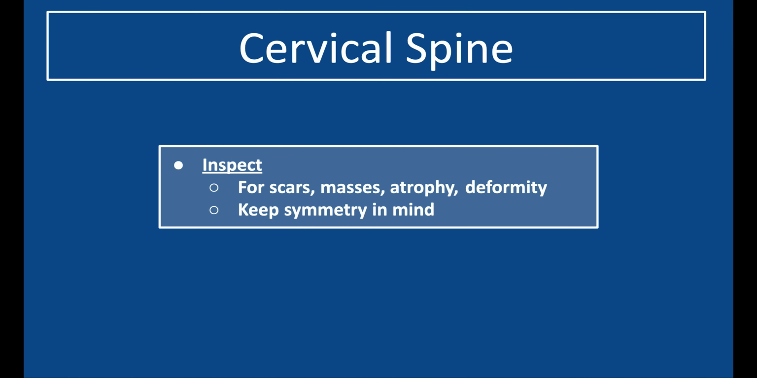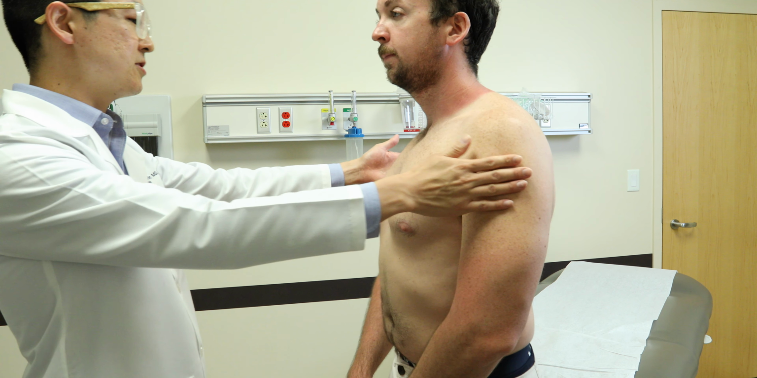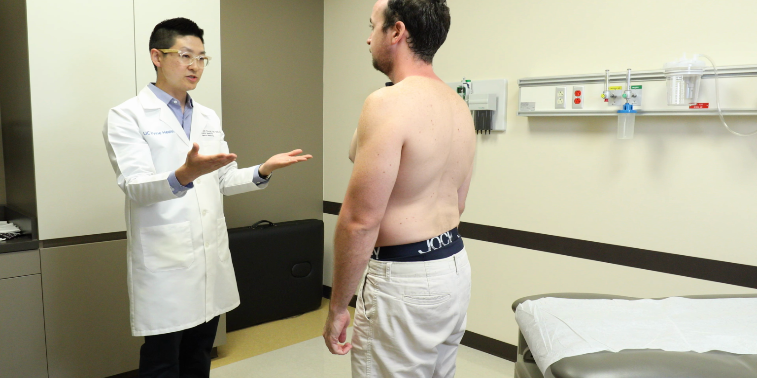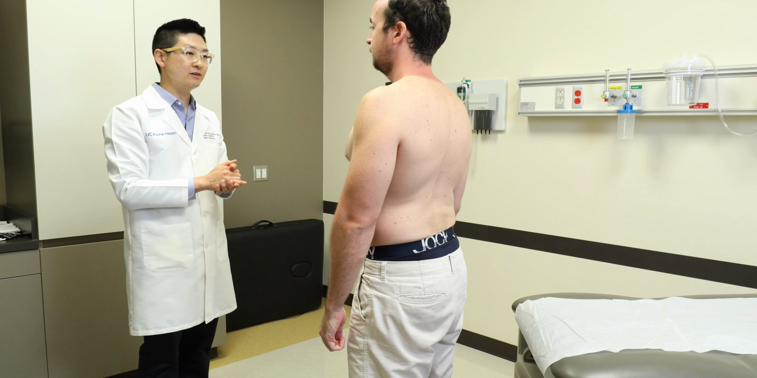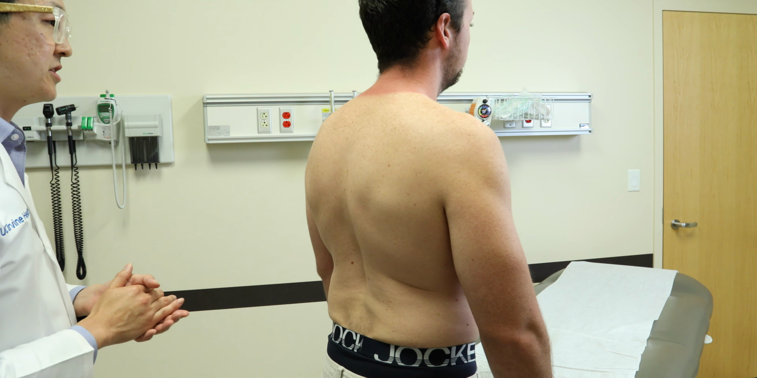This specific video segment will go over the components of the cervical spine physical examination. You will inspect for scars, masses, atrophy, and deformity while keeping symmetry in mind. All right, let's start by having you stand right here facing me. Great, we're just taking a look at your head and neck area. Now go ahead and turn around and face the wall over there, and we'll do the same from this side.